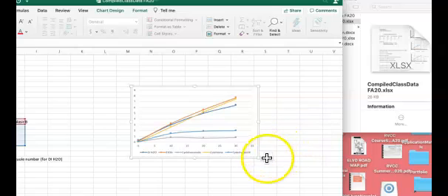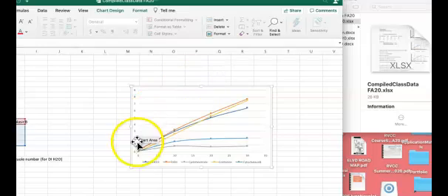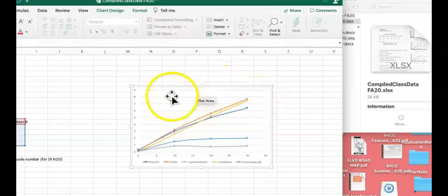Now, you're not actually going to put your caption into your graph in Excel. Instead, once your graph is all finished, you're going to copy and paste it into the Word document that is your laboratory homework, and you're going to type your caption underneath your graph in Word.